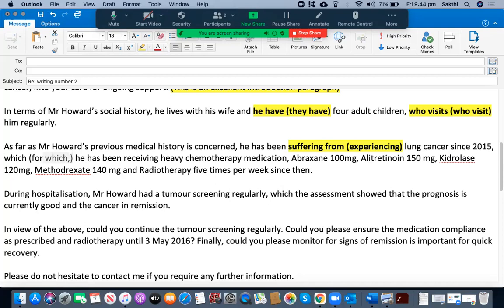this needs to be placed: for which he has been receiving heavy chemotherapy medication, Abraxane 100 mg, okay, whatever the medication, 150 mg Kildrates, 120 mg, all right, and then methotrexate 140 mg and radiotherapy 5 times per week since then.